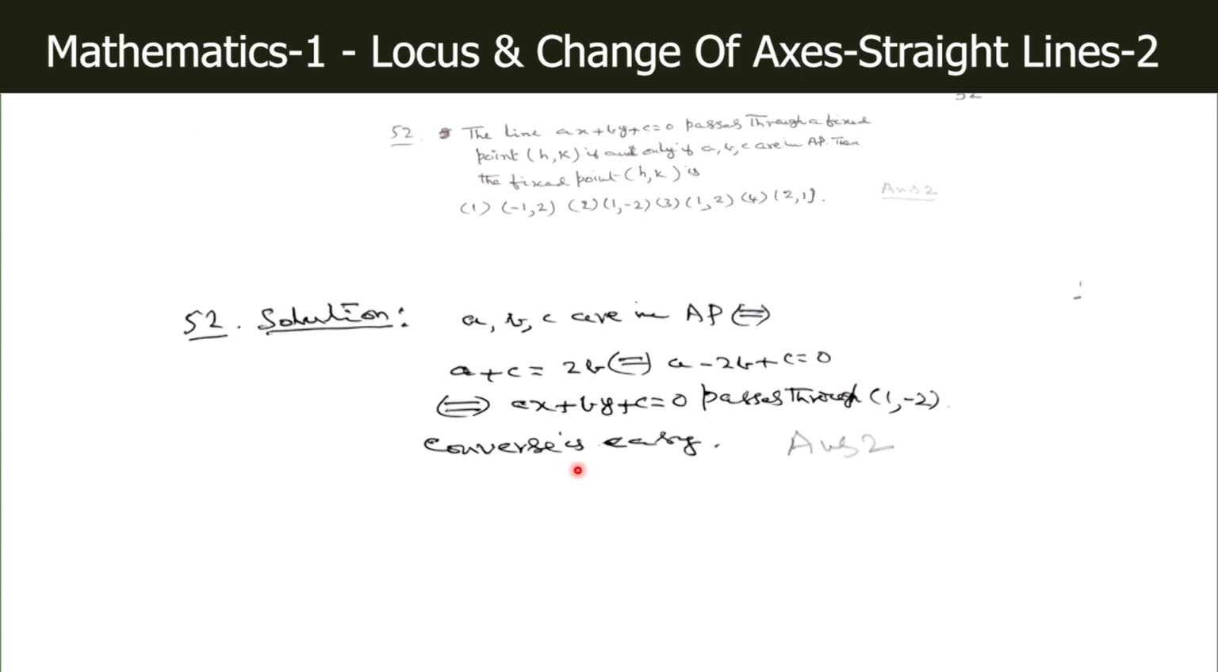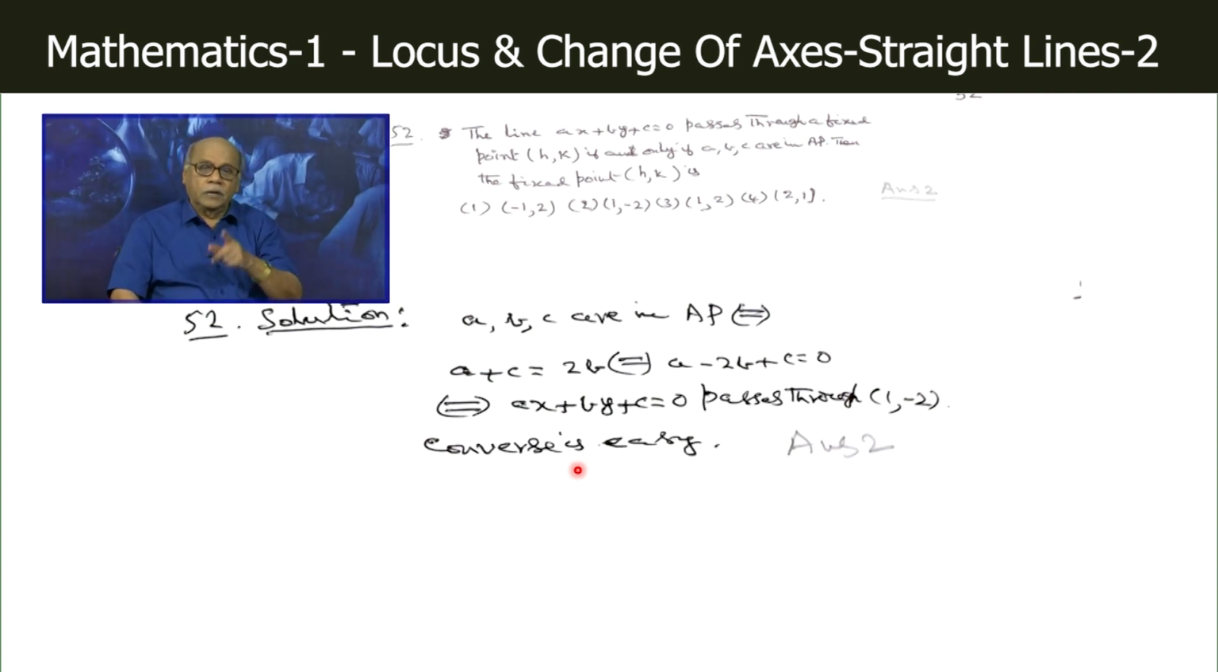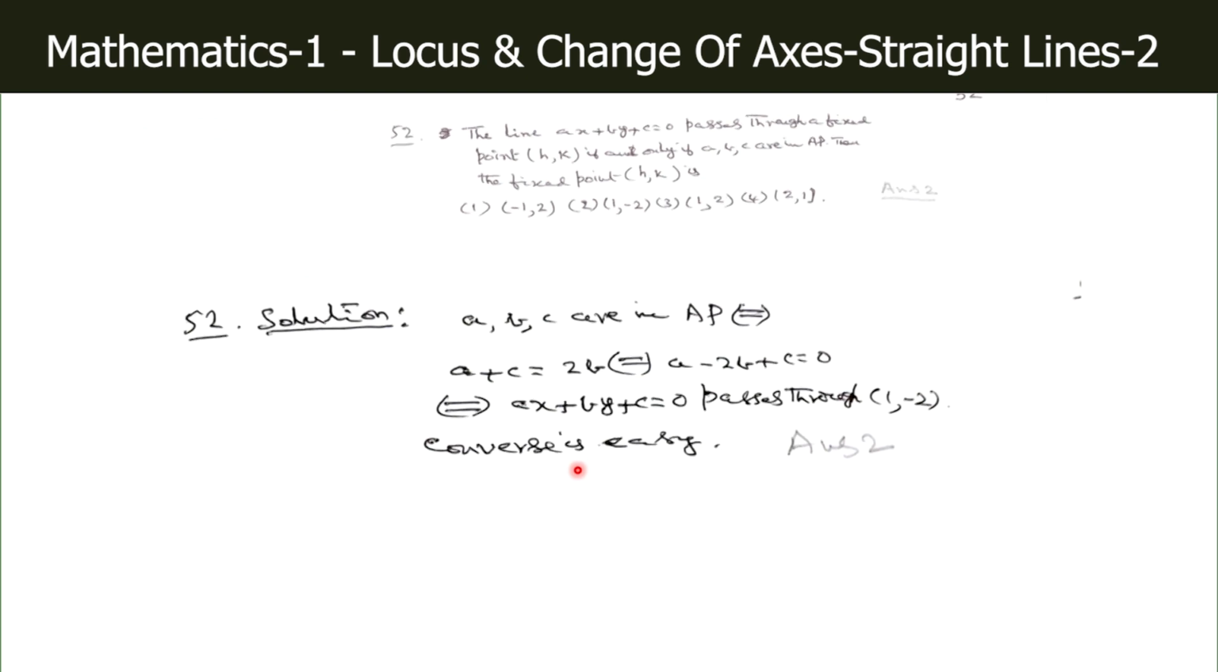Of course, these things are not usually taught in the classroom. That's only what you will get in the problems. If A, B, C are in AP, then the line Ax plus By plus C equal to 0 passes through the fixed point 1 comma minus 2, and for all lines passing through 1 comma minus 2, A, B, C are in AP. My students, these are some of the problems on straight line, and we will continue in the next class.